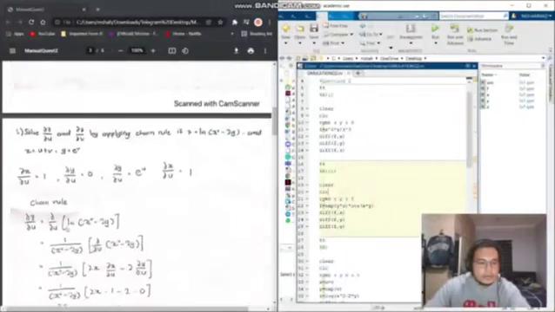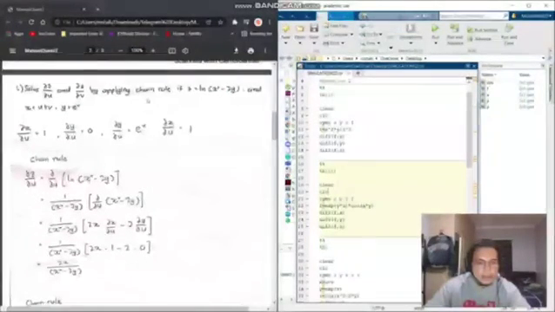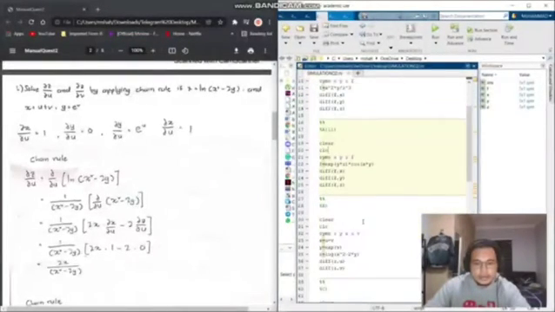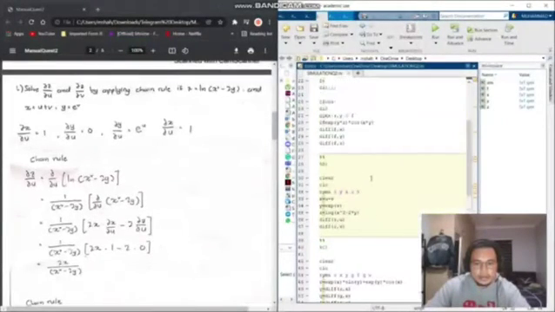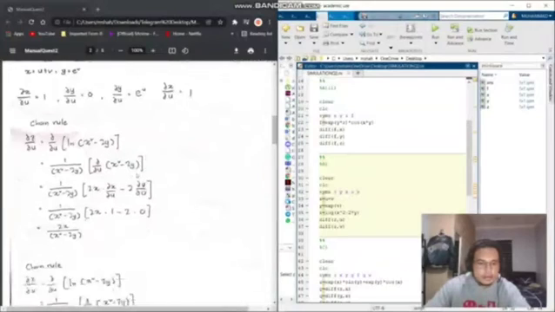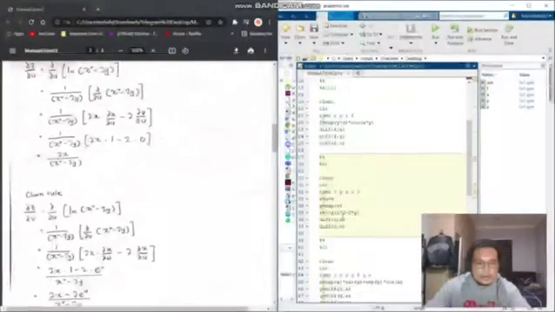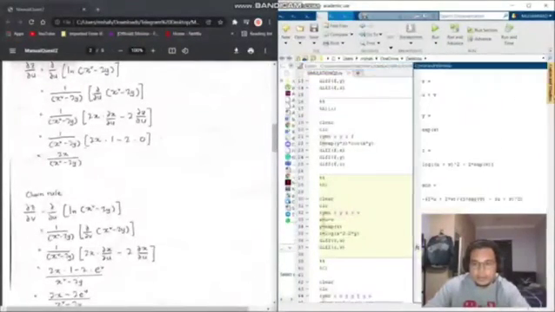Okay, next question is B. By applying the chain rule, z equal to ln of x to the power of 3 minus 2y. So here is just the same. It's all the same actually, because we only use the different derivative function operation here. So it's going to be the same method in the MATLAB programming. So we run.